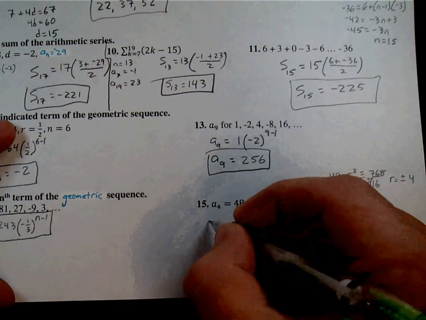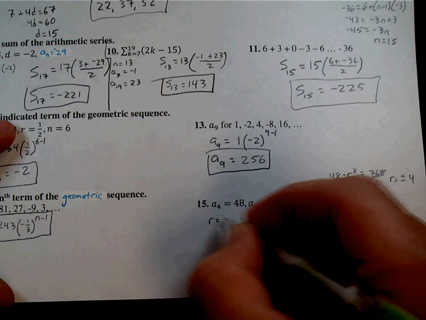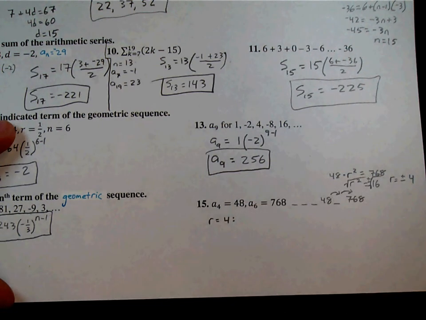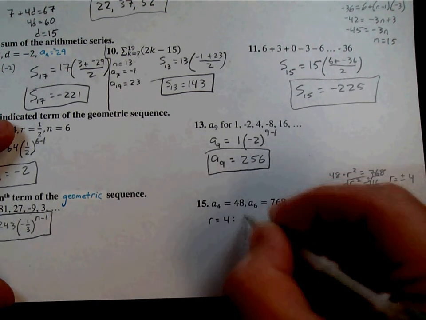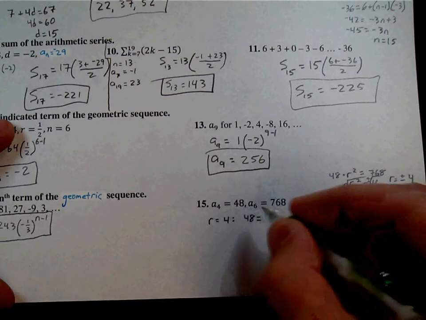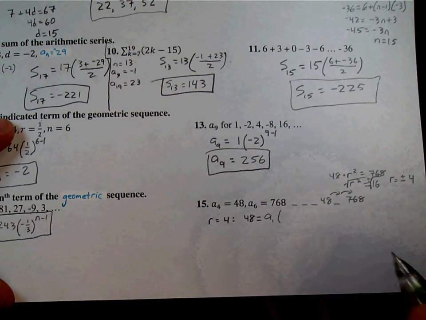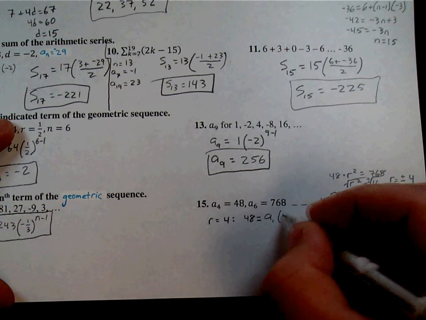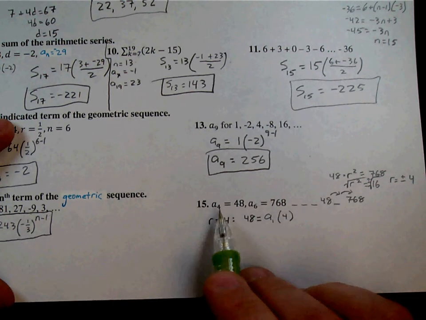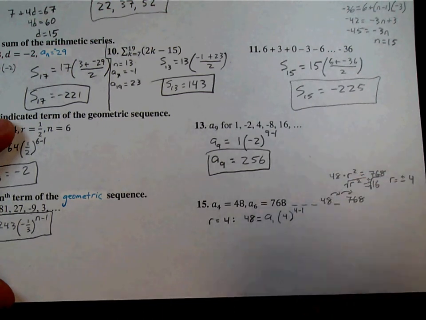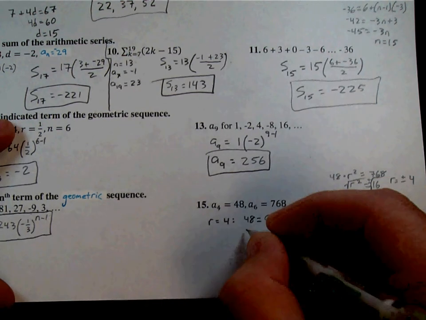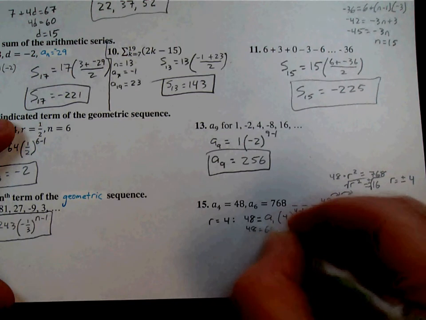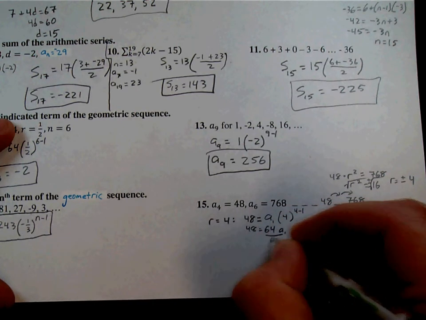So let's think about when r is a positive 4. I would need to find my first term. Maybe I'll start with the 48. The term I have is 48. That's my a sub n. I don't know a sub 1. My r value, I just found that to be, or I'm using the positive 4 in this case. When I use 48, that's the fourth term, so it's exponent of 4 minus 1, which of course is 3. So I have 4 to the third, which is 64. So I have 48 equals 64 a sub 1. I divide by 64.